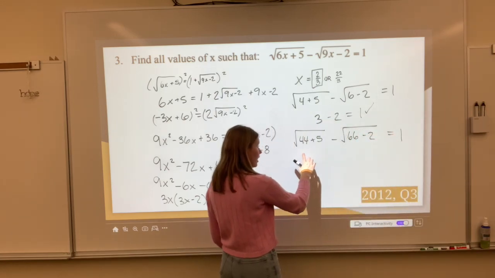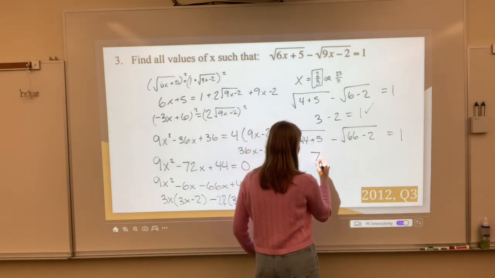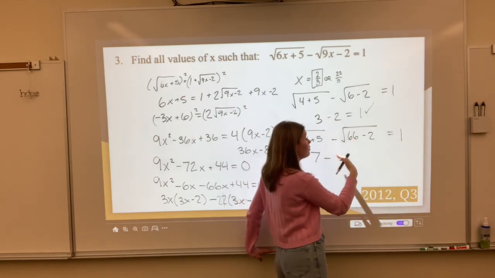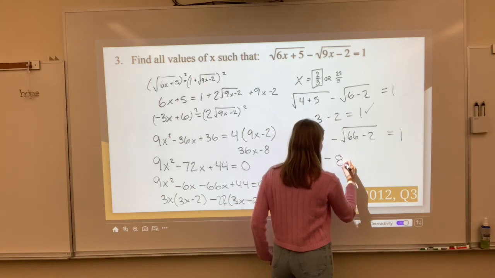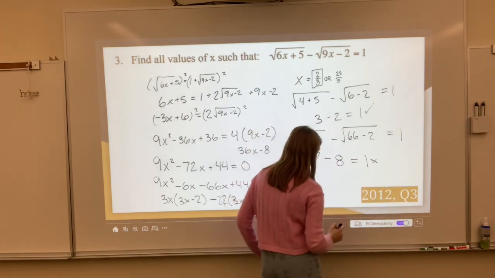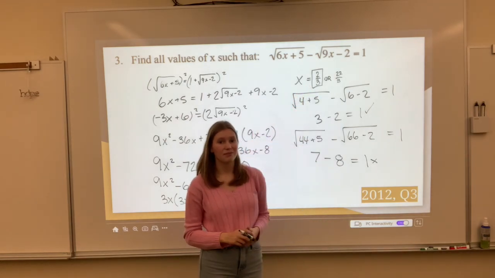We know 44 plus 5 is equal to 49. Square root of 49 is 7. Minus square root of 66 minus 2, 64. Square root of 64 is 8. Does that answer 1? No, that is equal to -1. So we know that our only answer here is 2/3.